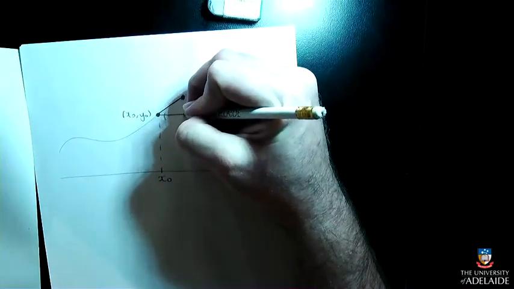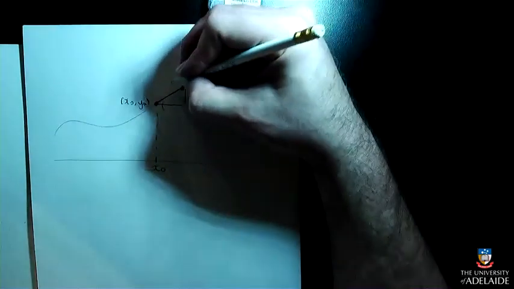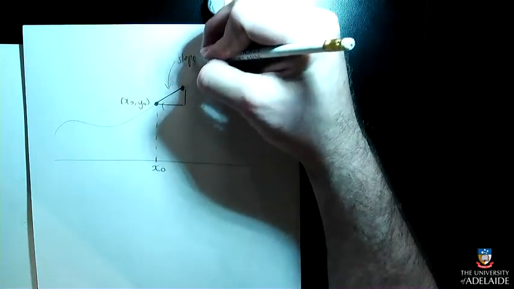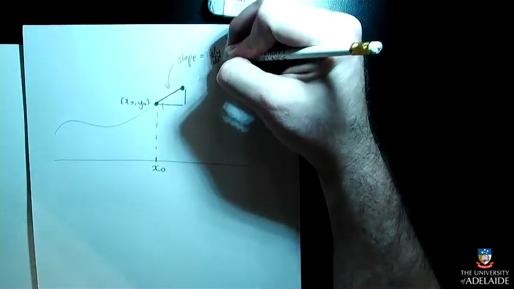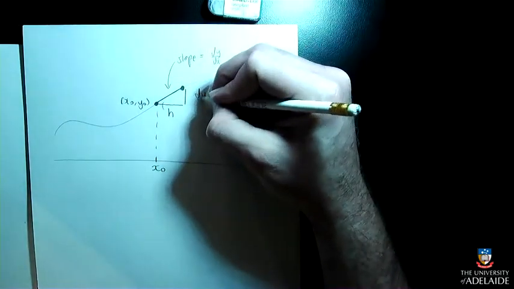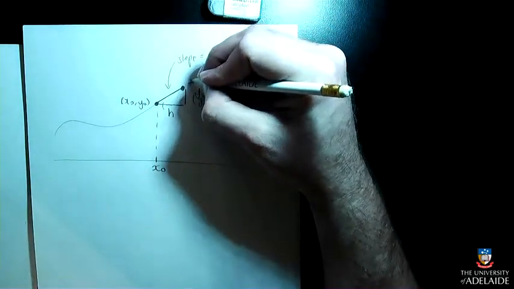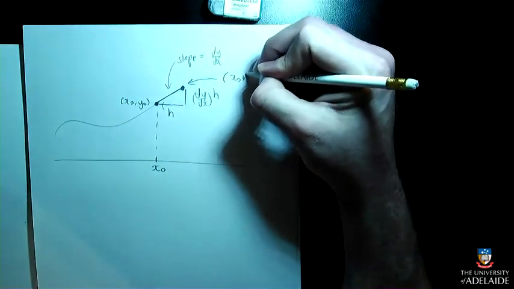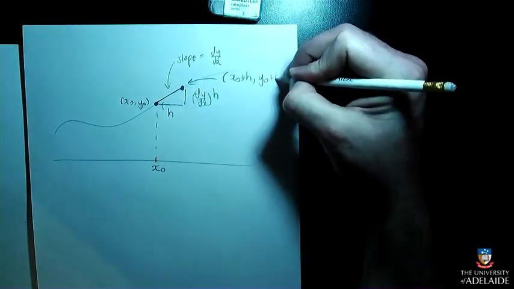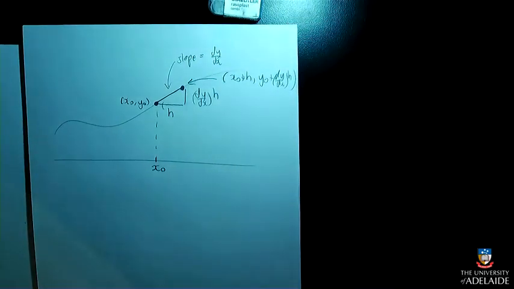I know that for every one across, it goes up whatever the derivative is, because the slope here is dy on dx. So if this goes across h, then this will go up dy on dx times h. And so this point here should be, well, x naught plus a bit, and y naught plus the dy on dx times h. And that's the idea behind Euler's method. I can use the slope at any given point to figure out what the coordinates of the next point is.